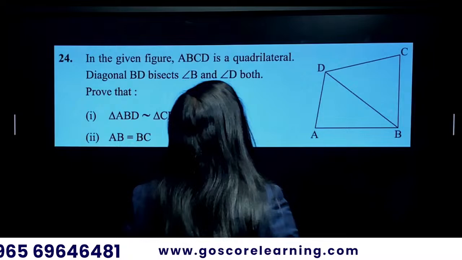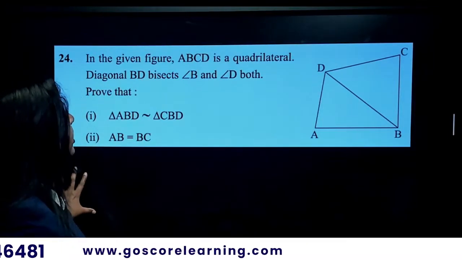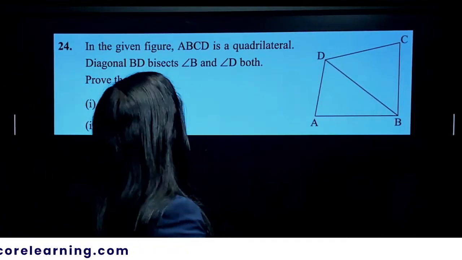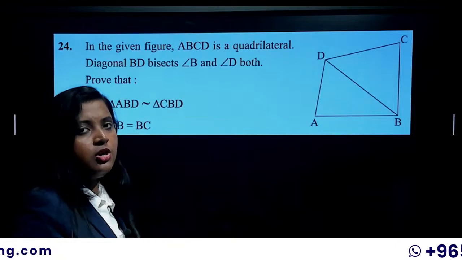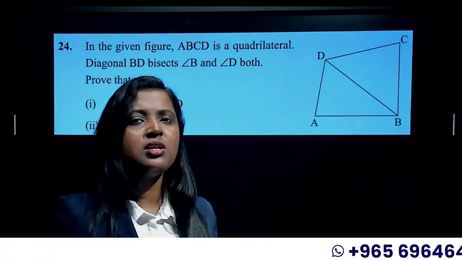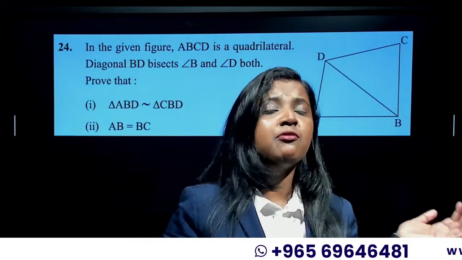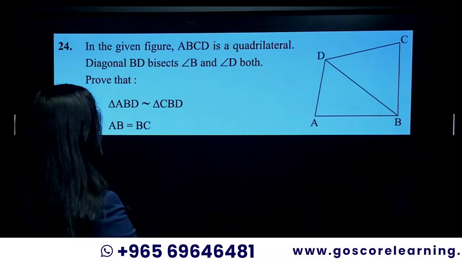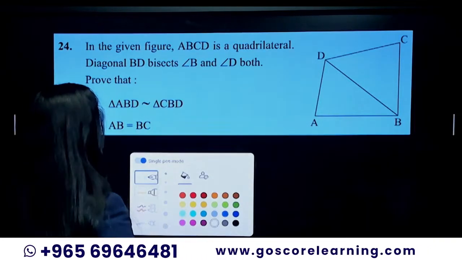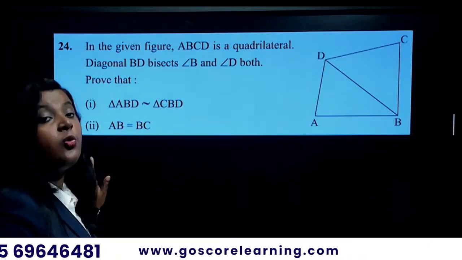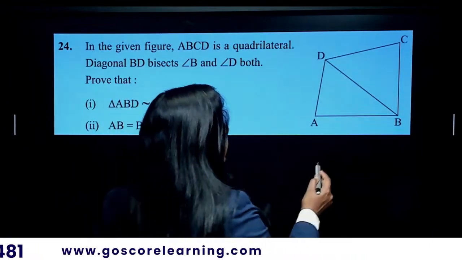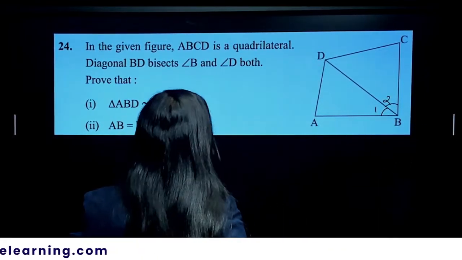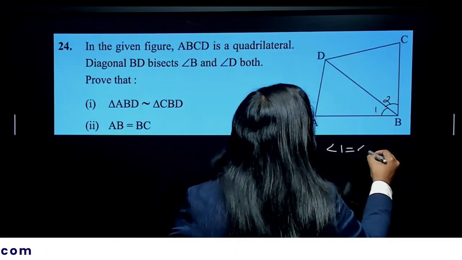And then in the figure, ABCD is a quadrilateral. Oh, the triangle question is again here, okay? So in the given figure, ABCD is a quadrilateral. It's not a parallelogram or a rhombus, nothing is mentioned, just a quadrilateral. So something having four sides. So diagonal BD bisects angle B and angle D. What is the meaning of bisection? Bisection means it is dividing that angle into two equal halves. So this and this, angle 1 and angle 2, they must be equal. That is the meaning of bisection.